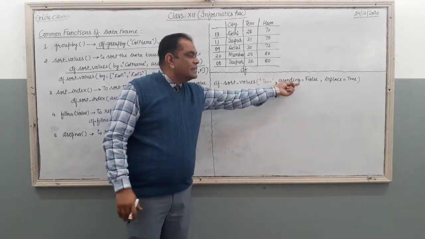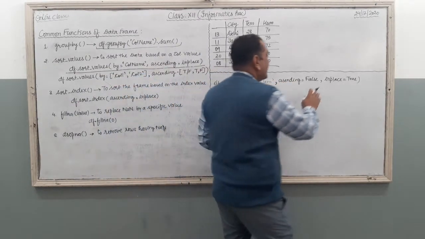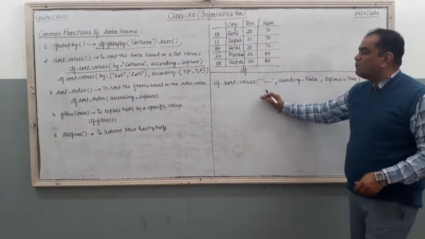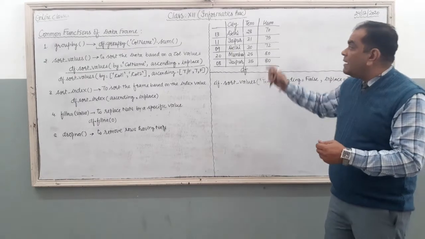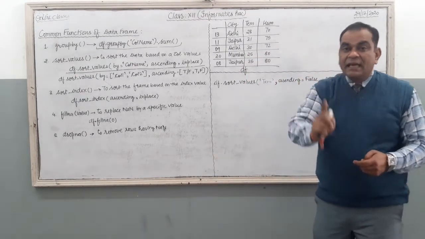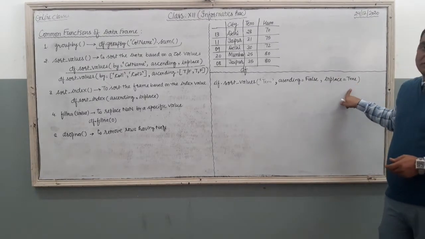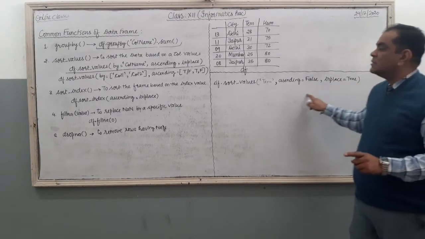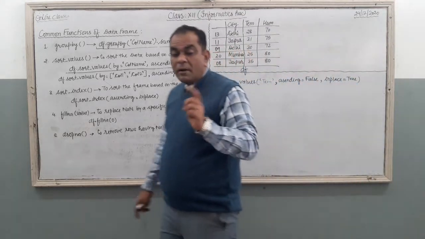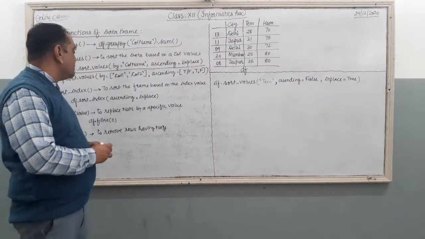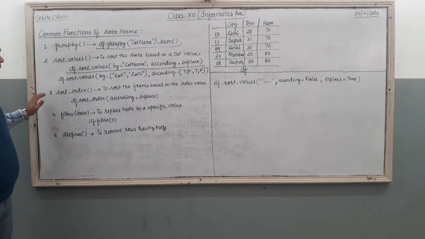Ascending false means descending order, and inplace equal to true means that if you apply the command, the data frame has changed physically based on your sorting conditions. Clear? So this is the sort values approach. It is a very common function. Software developers use this function very frequently in programming.